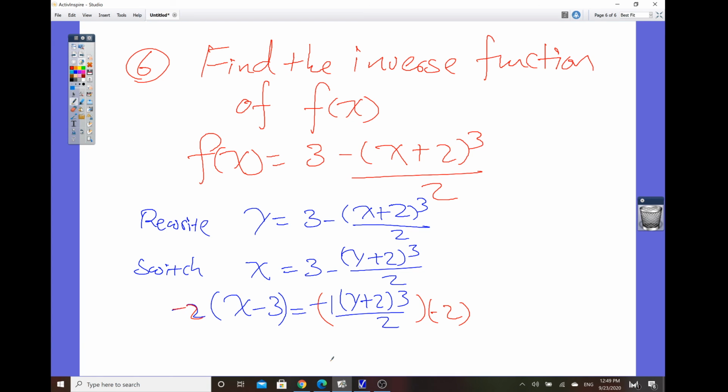So what happens if I need to multiply by anything else here? So negative 2 times the quantity of x minus 3. There's no need to distribute. So all you need to do, this one got canceled. So we got y plus 2 quantity to the power of 3. And then what we got here is negative 2x plus 6.